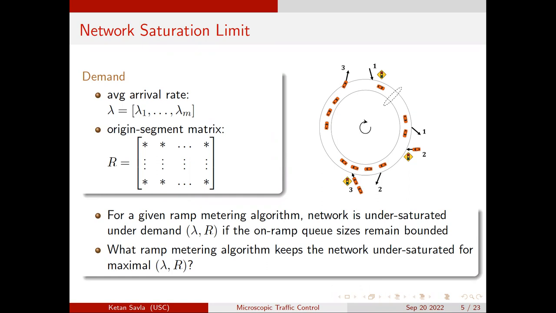So for a given algorithm, ramp metering algorithm, we say that the network is undersaturated under a given demand if the queue sizes at all the ramps remain bounded. And the question we want to ask is what ramp metering algorithms keep the network undersaturated for maximal combination of this demand, right?